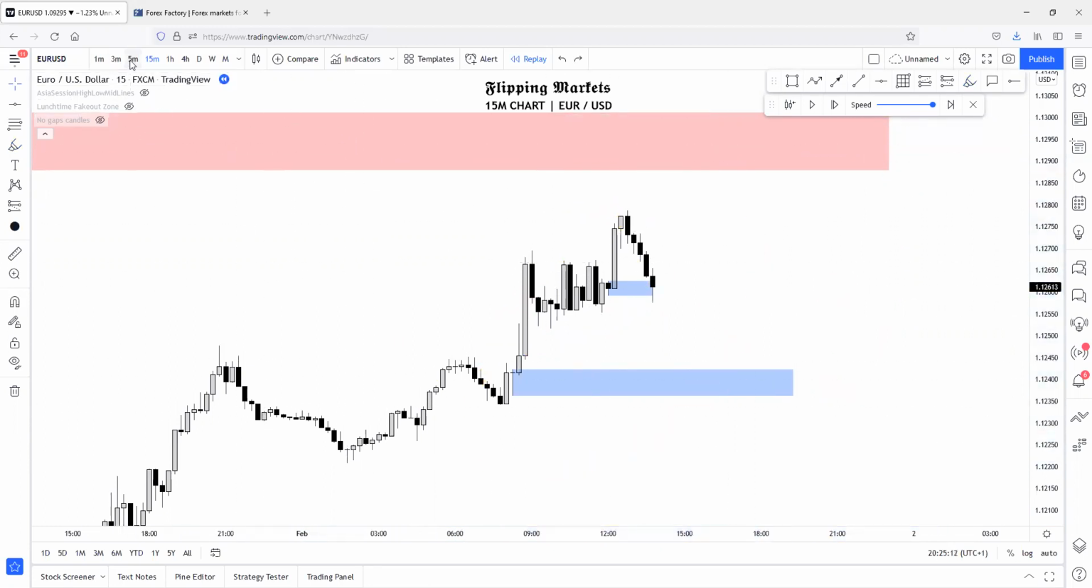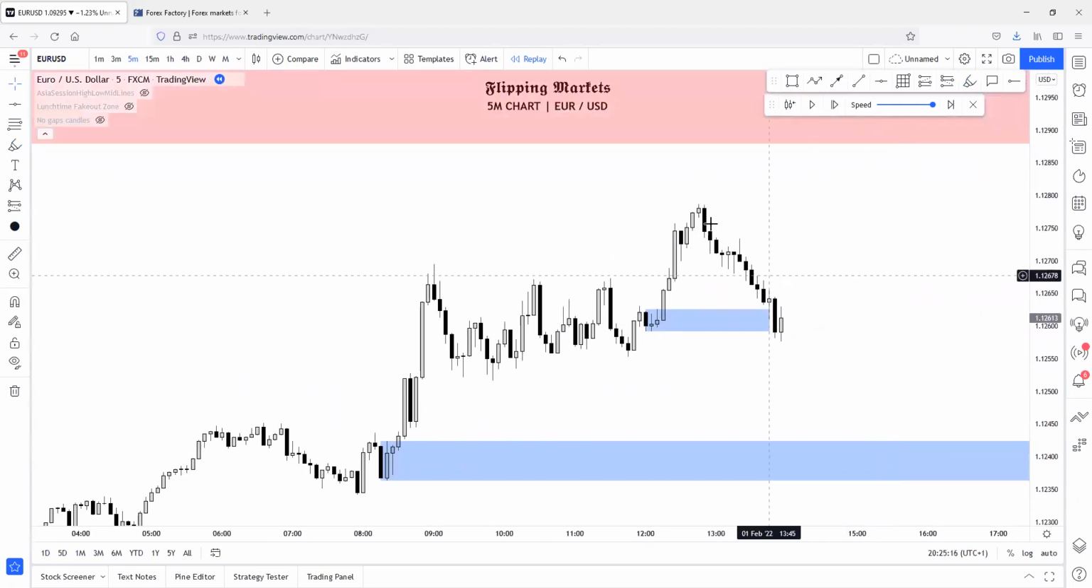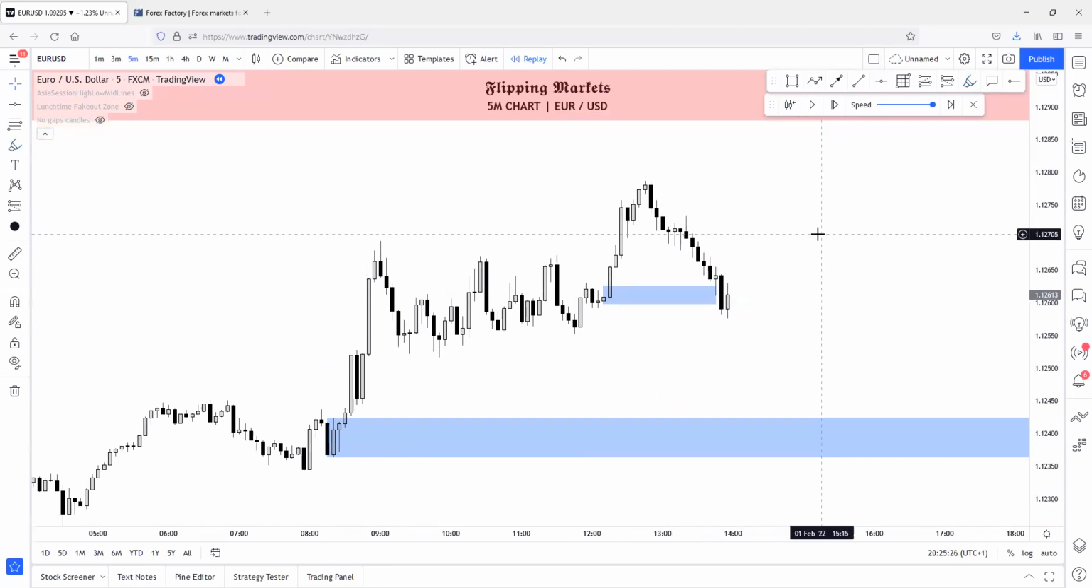Okay, let me switch to the 5-minute chart. Now let's see if we can refine this zone. Actually, we can perfectly refine this zone, as you can see, but it doesn't really matter because it has already been broken in the 5-minute with the body closure, and on the 15-minute with a body closure. So basically, this is a change of character to the downside. Here's a change of character to the downside on the 15-minute chart, and here's a change of character to the downside on the 5-minute chart.